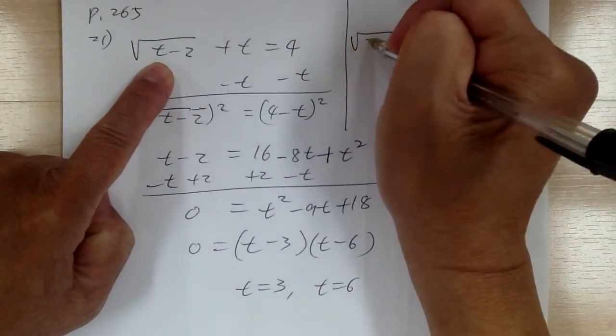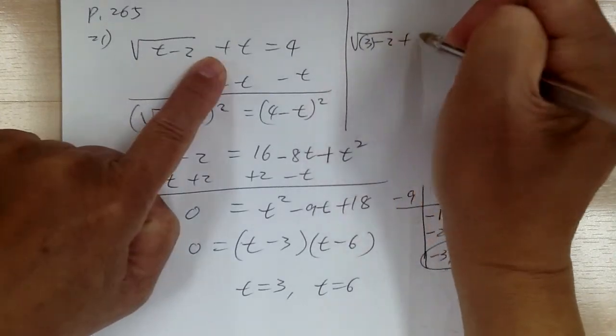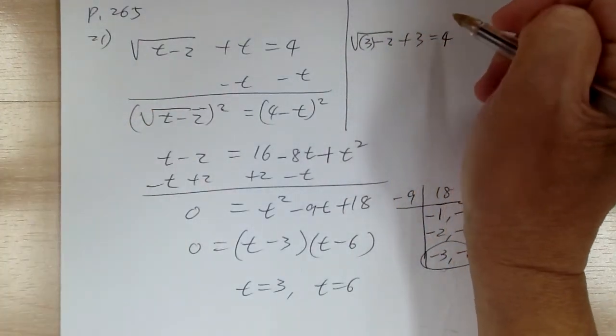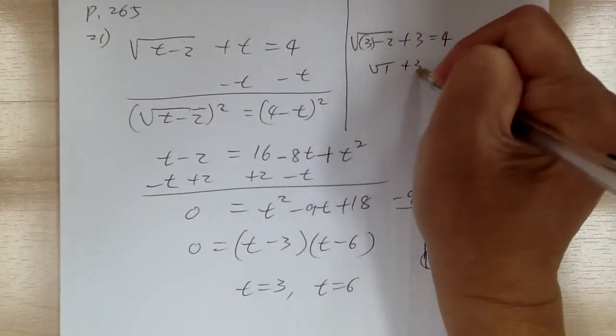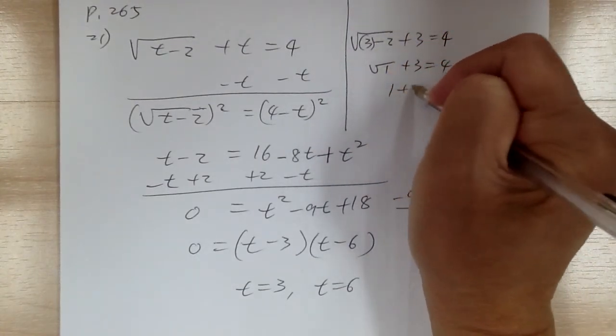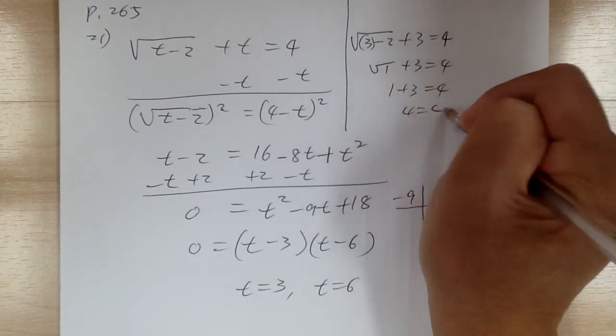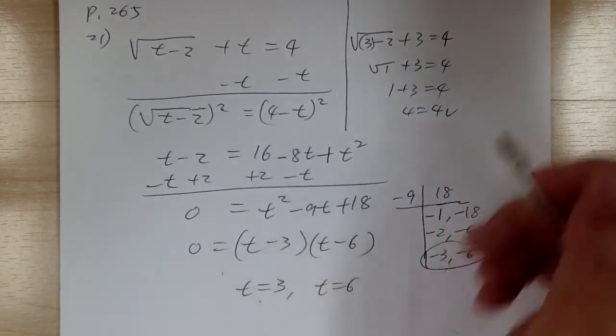So you got square root of 3 minus 2 plus 3 equal to 4. Okay, so this one you're going to get square root of 1 plus 3 equal to 4. So you got 1 plus 3 equal to 4. So 4 equal to 4. So checks. So this one is good.